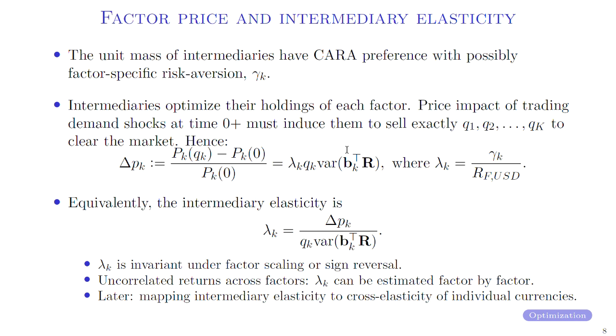There are a few nice properties. One, we can freely scale the factors and you get the same lambda regardless. So lambda is invariant to factor scaling, which is intuitive because it relates to risk aversion, and risk aversion should not change with scaling. Second, it's uncorrelated across factors, which means we can do this factor by factor without worrying about cross-factor interactions. Later, once I show you the empirical results, I'll show you how to map this to the panel of cross-elasticities between assets.